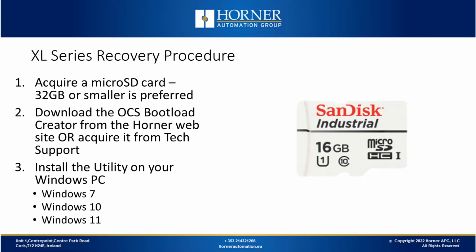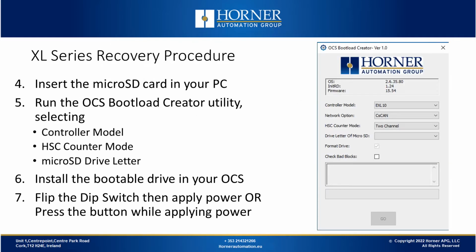Once you've done that, you're going to install it on your Windows PC. It's an executable file and it works on Windows 7, Windows 10 and Windows 11. And once you've installed that, you insert your micro SD card in your PC and it's going to mount as a drive. And then you run the OCS Bootload Creator utility that you just installed.